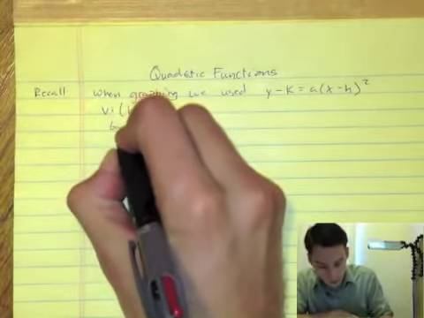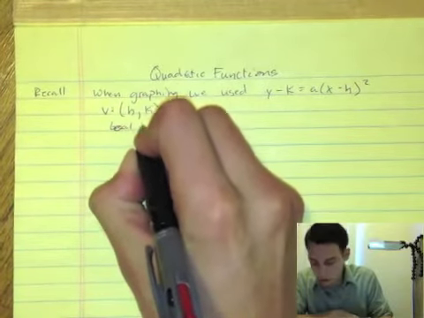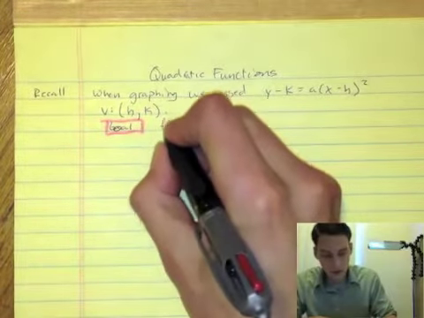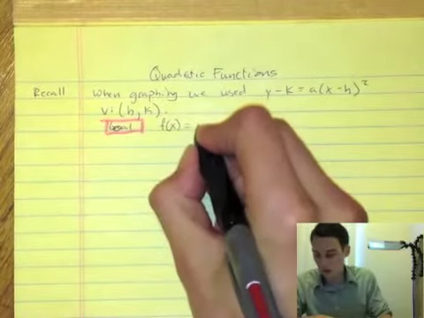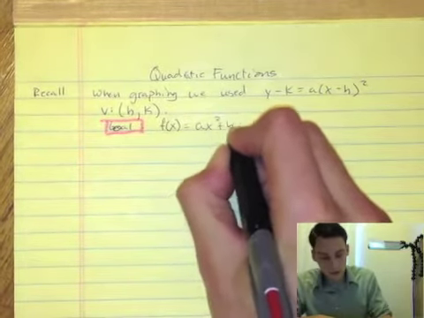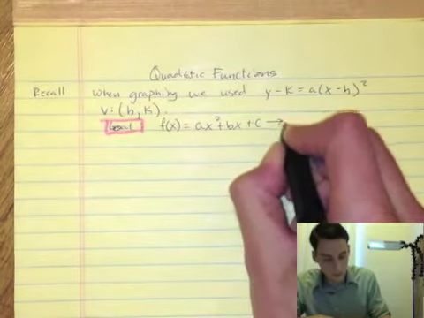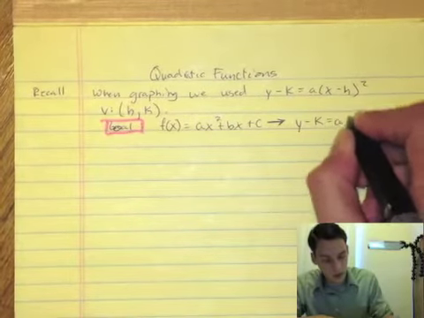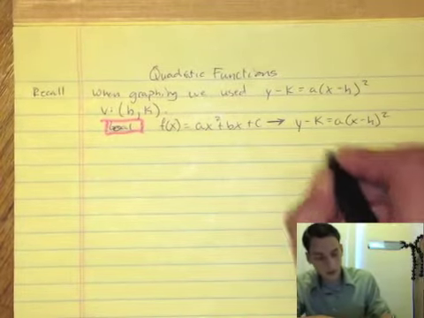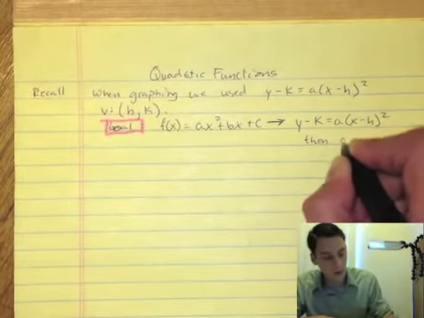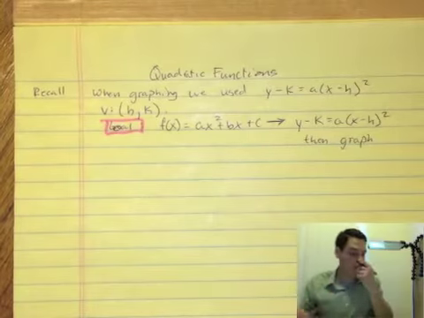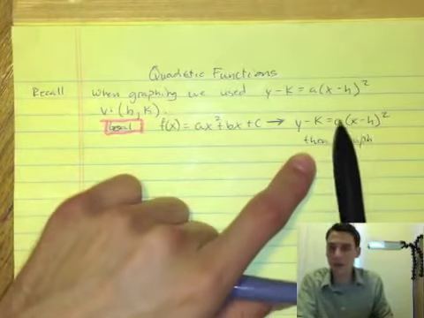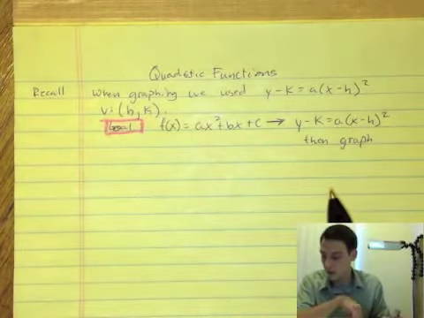So our goal today, or for this part, is to take quadratic functions, so f of x equals ax squared plus bx plus c, and change them into this form, y minus k equals a times x minus h quantity squared, and then graph them. So we're going to graph quadratic functions by taking them from this form, putting them into a form that we recognize, that we already know how to deal with, and then we'll be able to graph it.